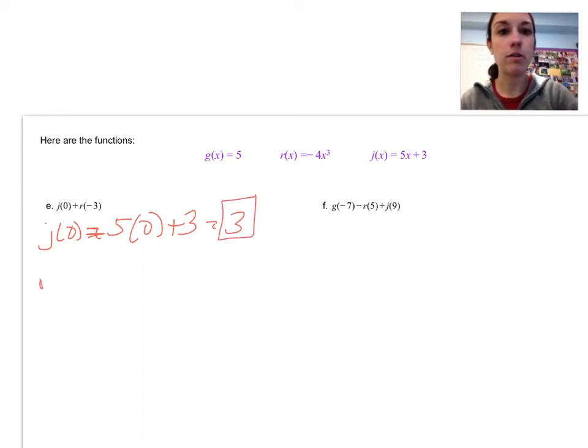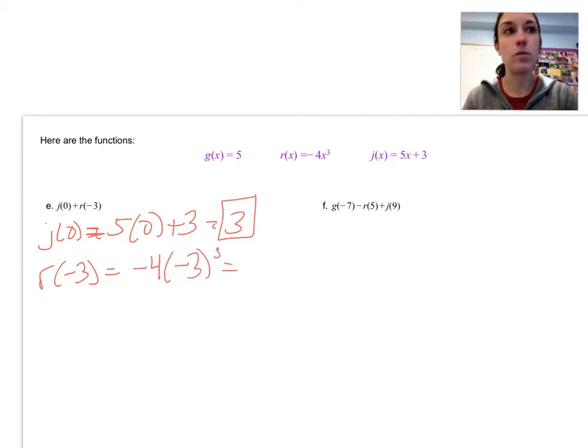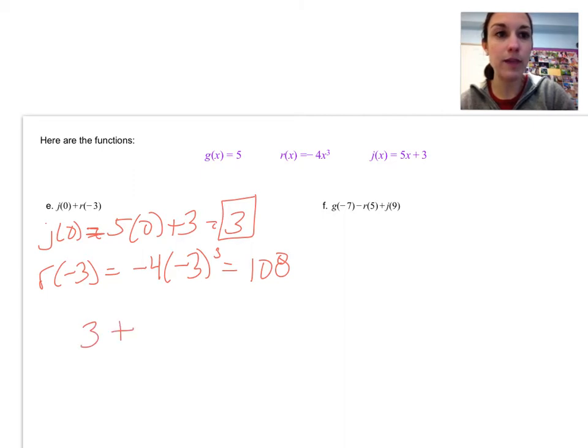Then we need to find r of negative 3. r of negative 3 is going to be negative 4 times negative 3 to the third power. And negative 4 times negative 3 to the third power is 108. We want to add these two together, so we are going to start with the j of 0, which was 3, and we are going to add that to 108. 3 plus 108 is 111, which would be our final answer.